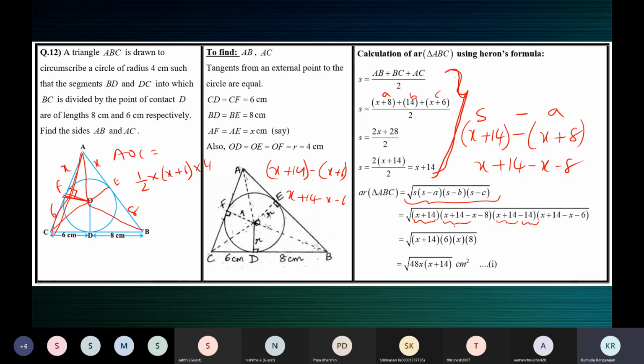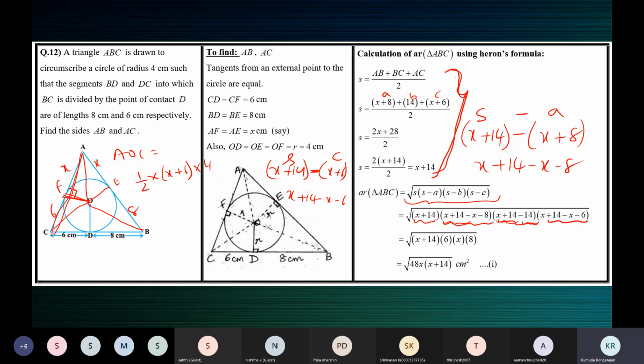So once you remove the bracket, this is what you'll get: S minus A, S minus B, S minus C. I'm telling you again, this is S minus C, minus C. Why bracket? Because whenever there is more than one term, you will enclose it in a bracket.